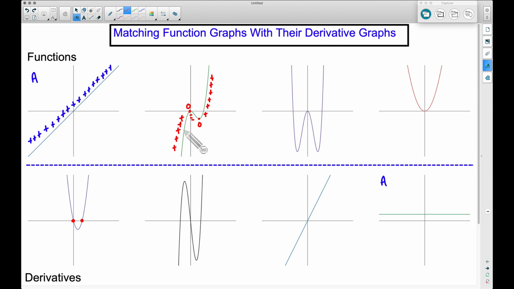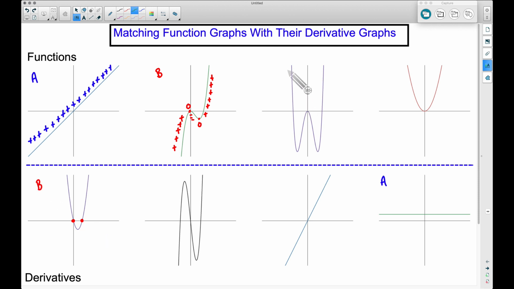So again, let's recap. When the function's increasing, we want our derivative to be above the x-axis. When our function is decreasing, we want our derivative to be below the x-axis. And then our function is increasing again, so we are above the x-axis. Therefore, for graph B, this is going to be the derivative graph.